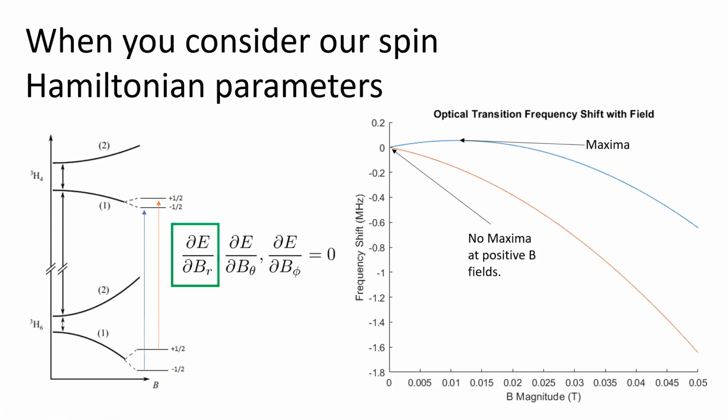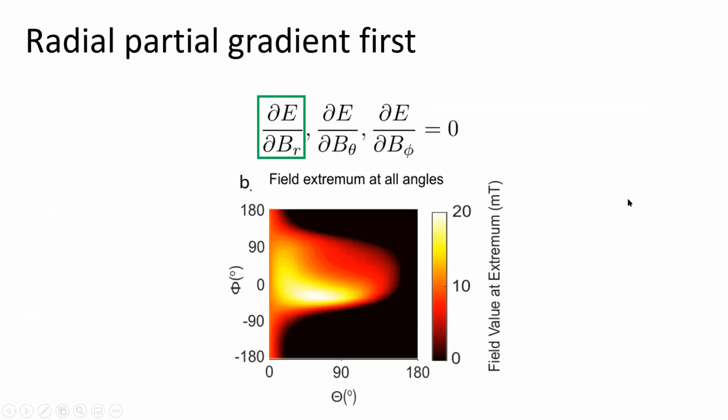So one thing I did was map out using the tensors. Again, these constants that describe this parabola vary with orientation based on the tensors that we measured. I mapped out the field value at which this extrema occurs and at which this first condition of an optical clock transition is met for one spin state at a whole series of different angles.